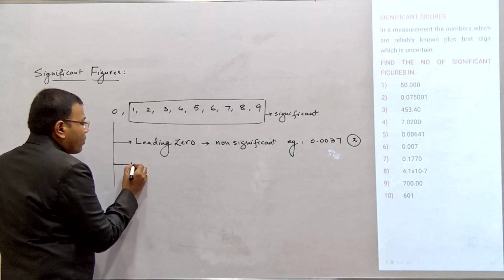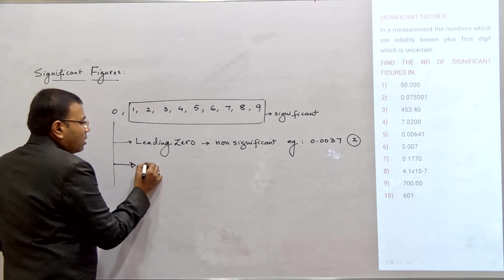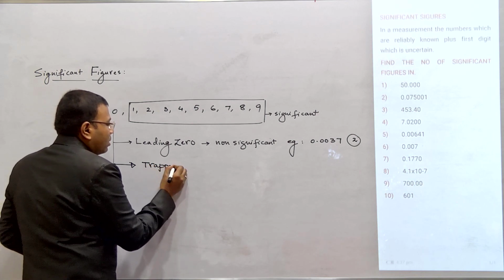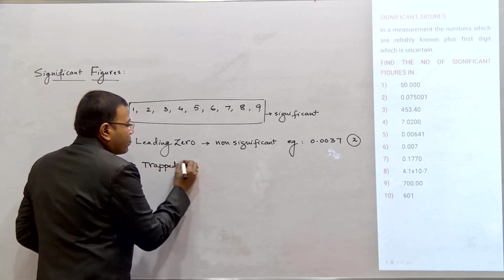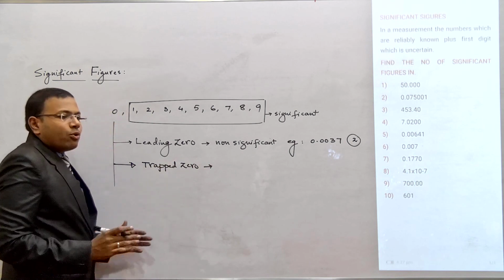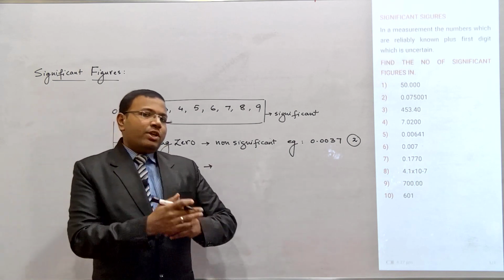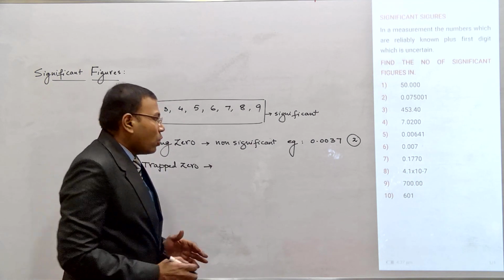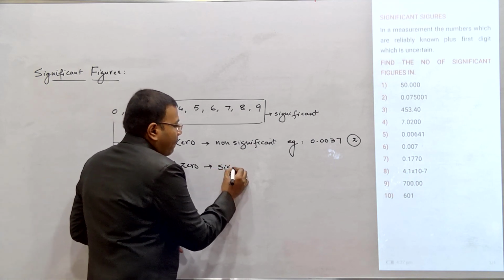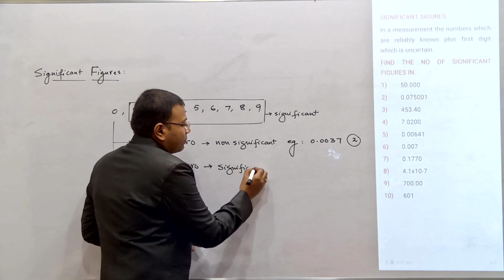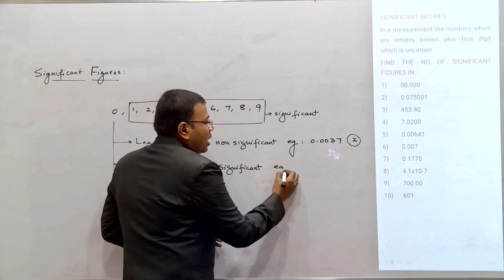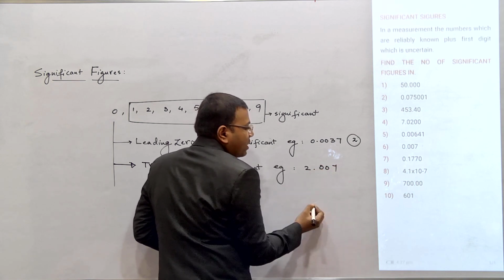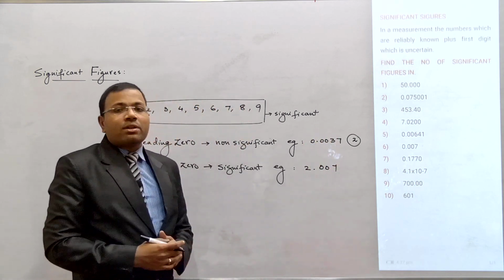Next we go for the trapped zeros. If you are getting a zero in between, then they are significant. Trapped zeros are always significant. Example, if I get 2.007, how many significant figures are there in this?